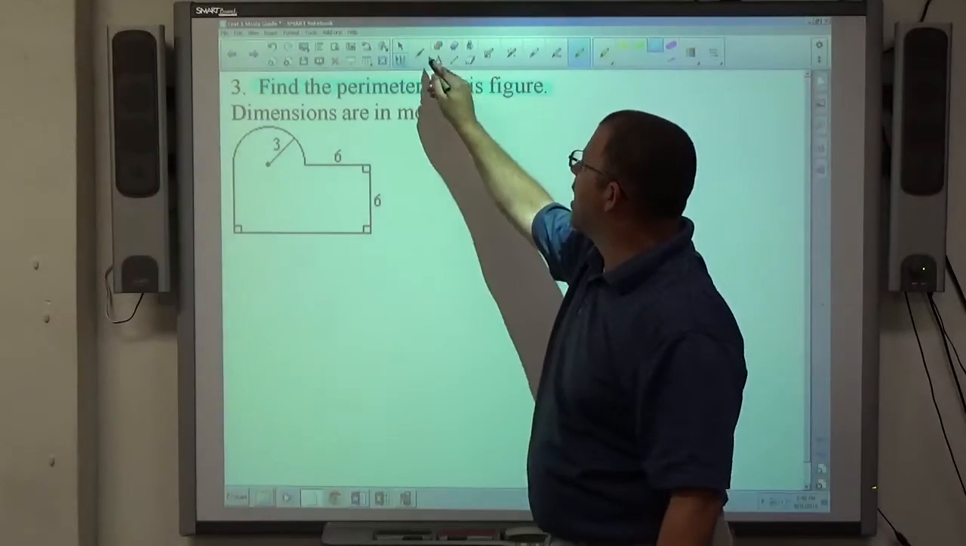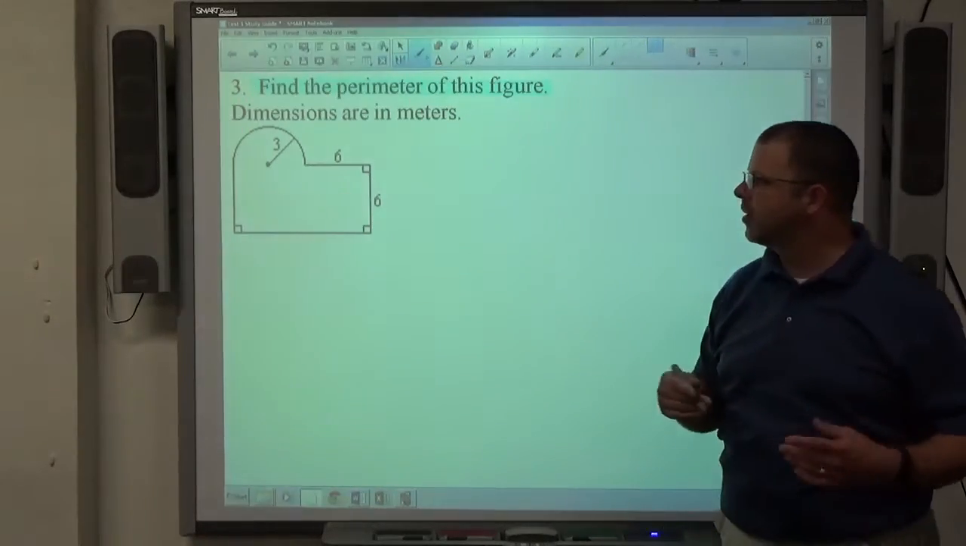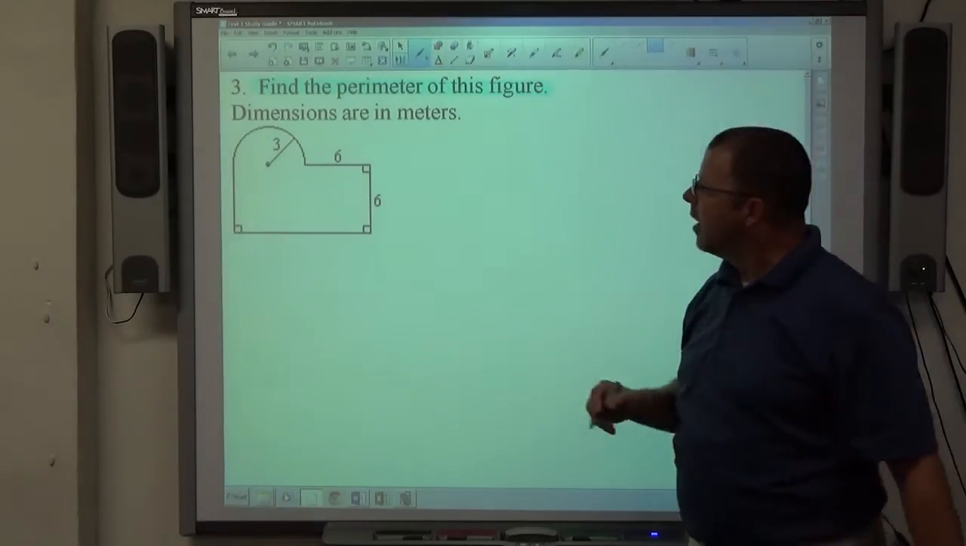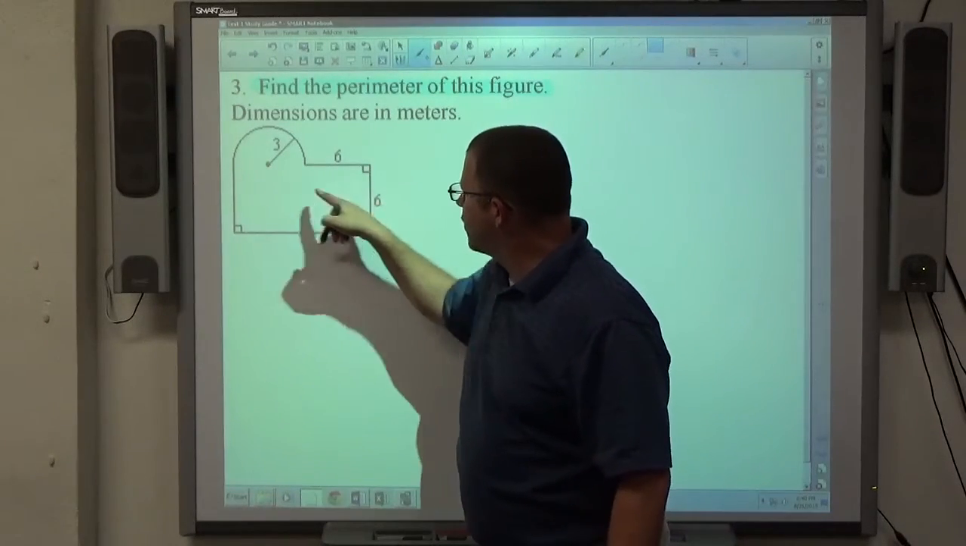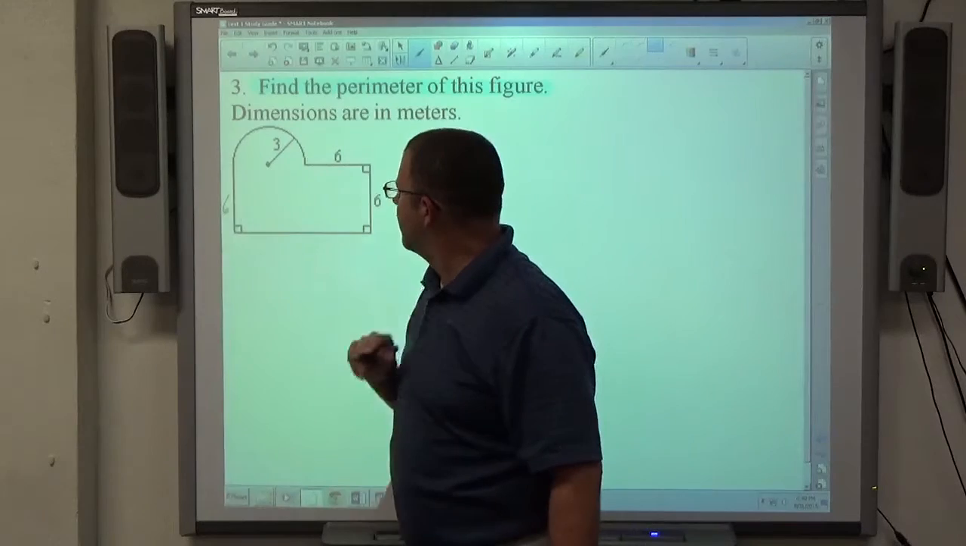Perimeter simply means add up all the sides. So my first task is to determine the length of every side. I can see very clearly I got right angles marked. So if this is 6, this side over here is 6.